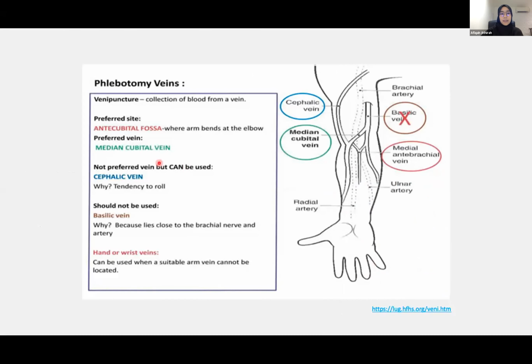The preferable site is at the antecubital fossa, where the arm bends at the elbow, and the preferred vein is the median cubital vein, as circled in green here. There are other veins that can be used but are not preferred, such as the cephalic vein, because it has a tendency to roll. And there are veins that should not be used, which is the basilic vein, because it is close to the brachial nerve and artery. So we do not want to touch this nerve and artery. The hand and wrist veins can be used when the arm veins cannot be located.